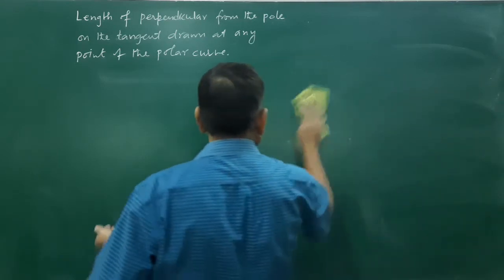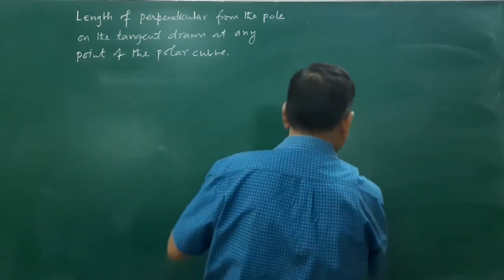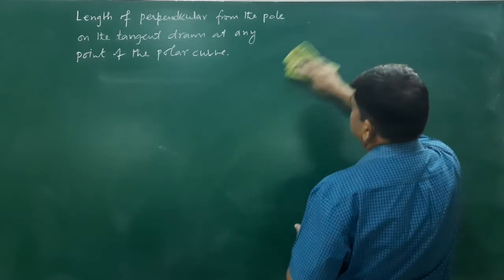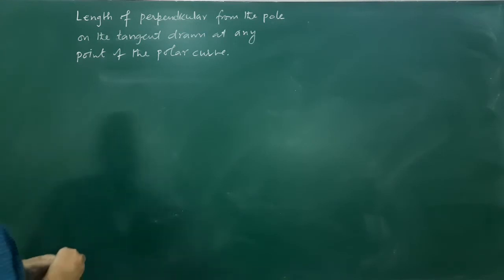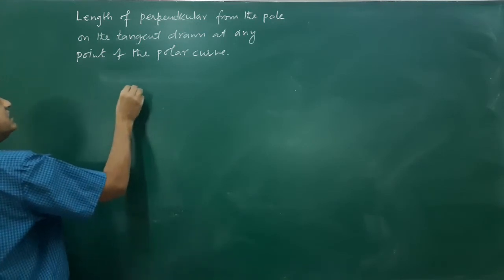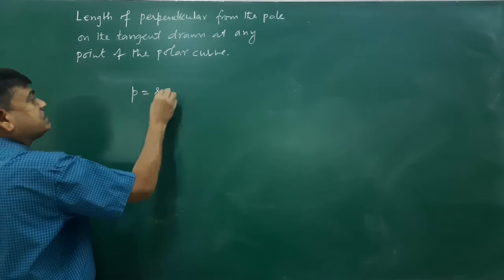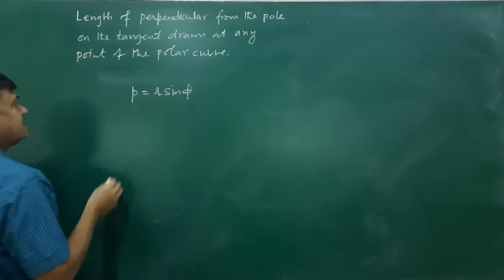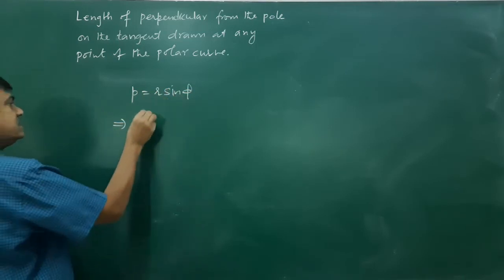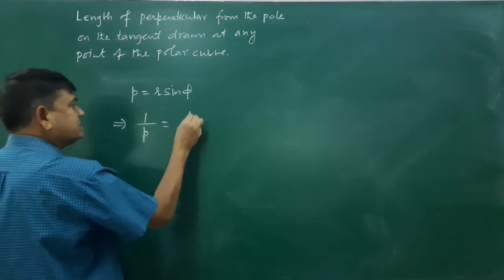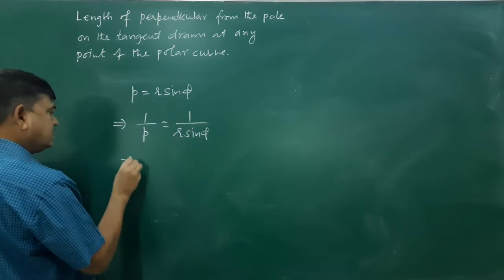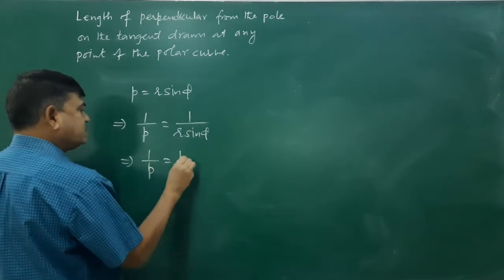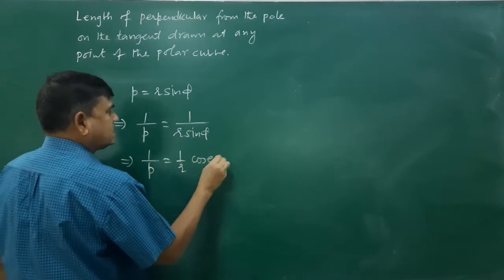Let us say p equals r sin phi, which implies 1 upon p equals 1 upon r sin phi, so 1 upon p equals 1 upon r cosec phi.